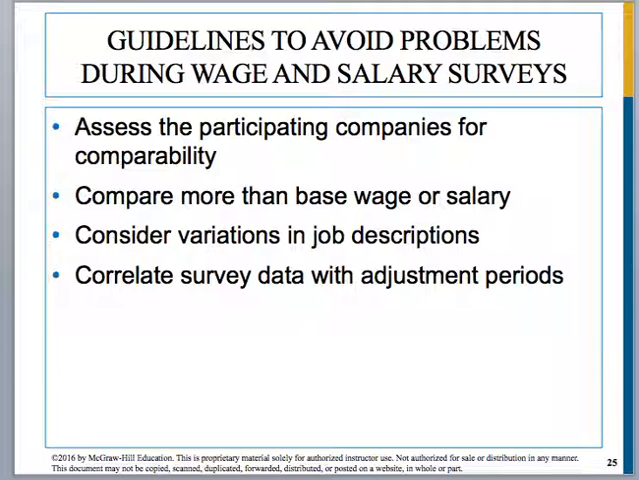The fourth guideline is to correlate survey data with adjustment periods. Looking at how recently wages and salaries were adjusted before the survey affects the accuracy of the data. Some companies may have just made adjustments, whereas others may not. So you have to take into consideration any of those periods of adjustment.